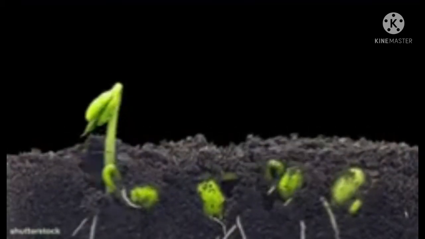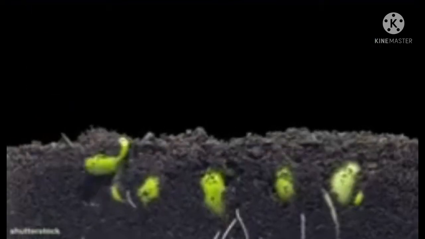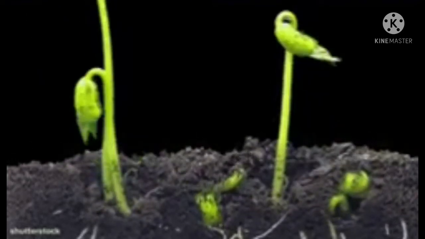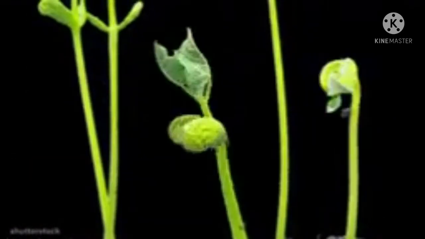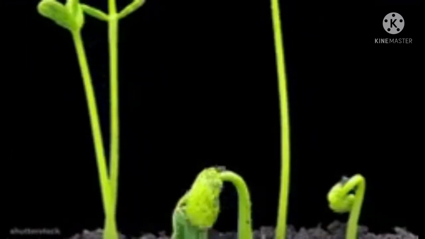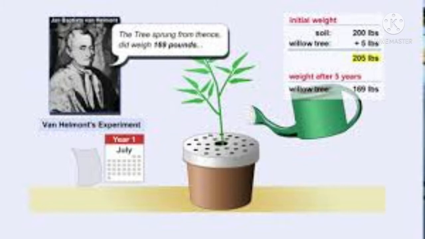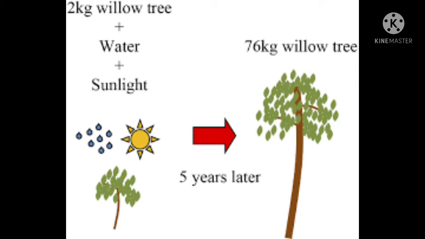In olden days, there was a prevailing theory in which people used to believe that plants grew by eating soil. Who is the scientist who disproved this theory? He is Jan Baptist van Helmont. He experimented on a willow tree for 5 years and proved that plants get water that contains minerals from the soil through their roots.